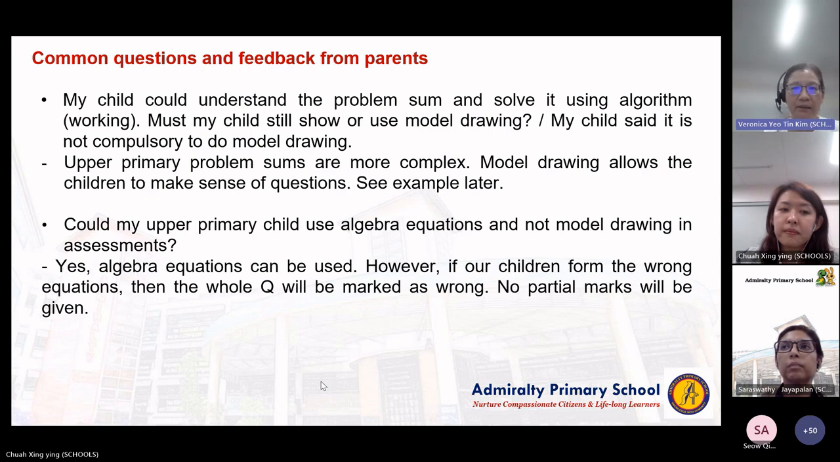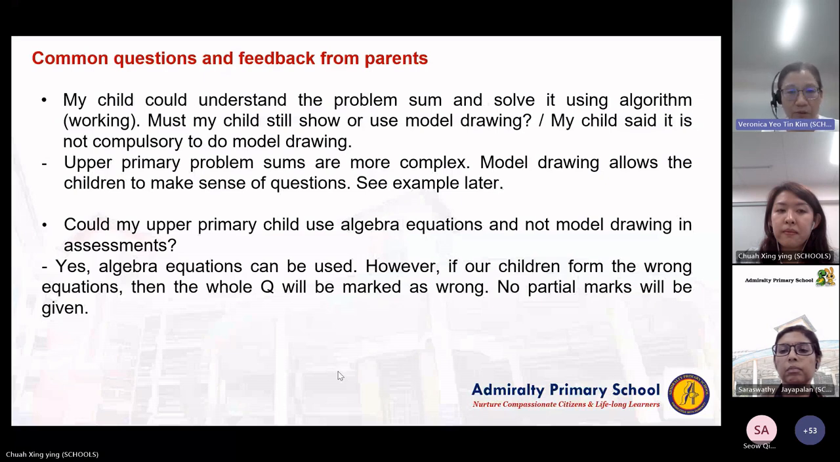So my appeal to the parents is, yes, let's start training our children how to do model drawing. It is similar to the Swim Saver program. Why are we getting our children to go for Swim Saver? Because it is an important survival skill. They learn how to swim, they learn how to float in the water. They don't apply the skill only when they start to drown, right?